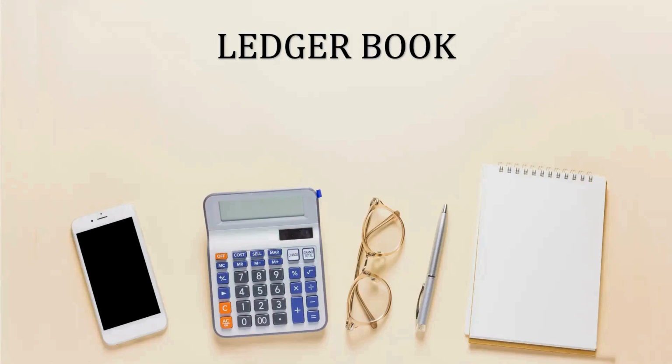Ledger book. In the ledger book, we can get the final outstanding value or the final balance of any expenditure, of the final value of any income, or the final outstanding of any customer or supplier. We can get this only from the ledger.